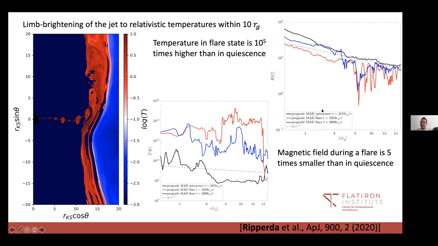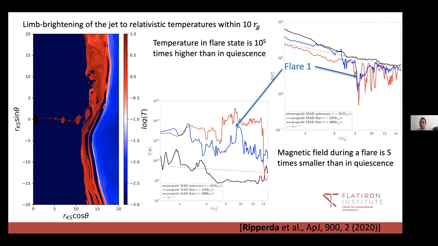If we look at the magnetic field, we see sort of the opposite. So the black line in quiescence is higher than during the flare, which is here, indicated by the drop in the magnetic energy density. And if you look at earlier papers by Ponti and by Dodds-Eden, you see that this is exactly what is expected observationally from a flare. So the temperature has to rise several orders of magnitude, and the magnetic field has to drop during a flare.